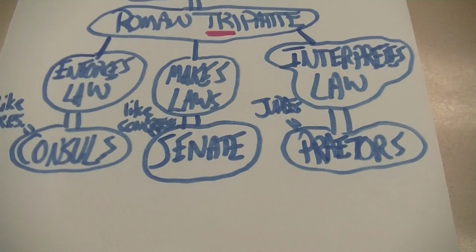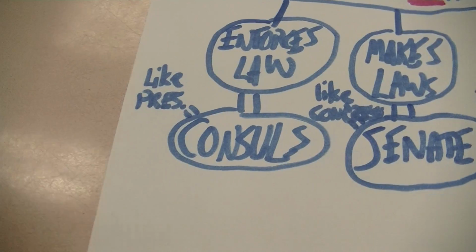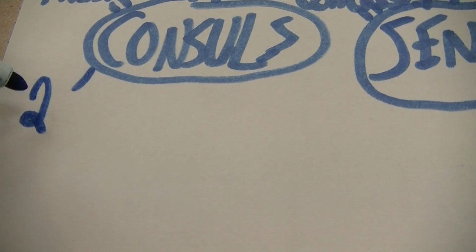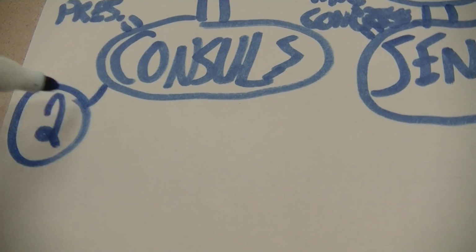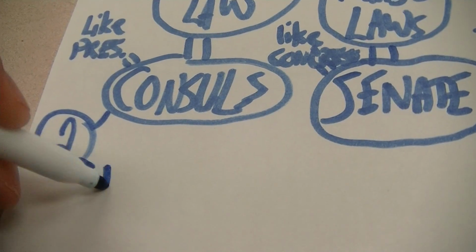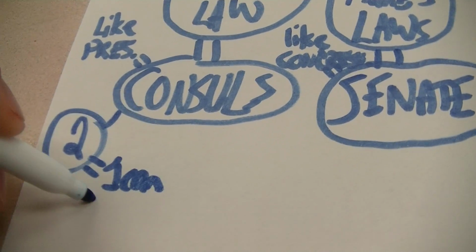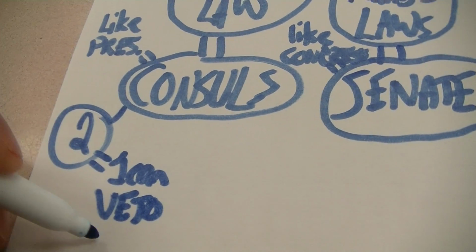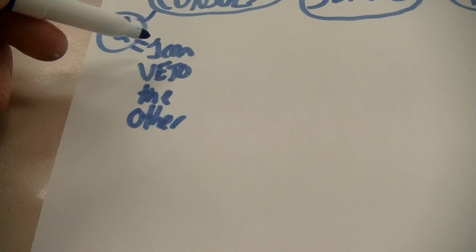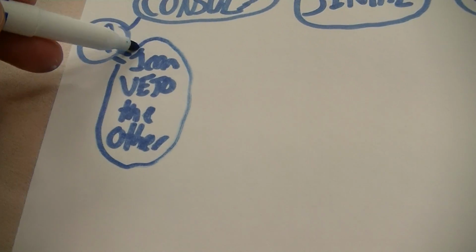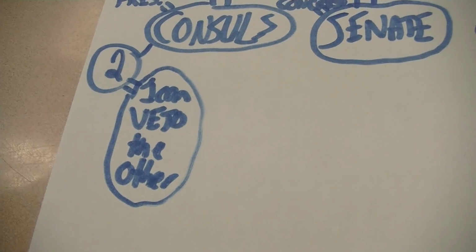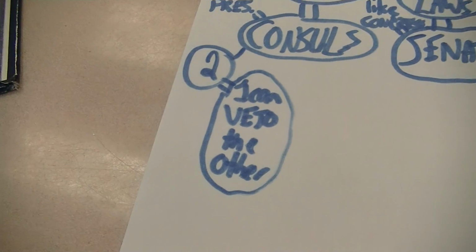Now, here's a few details about it. Let's go back to the consul. Check this out. There's 2 of them. 2 consuls. And one can veto the other. So the consuls, in a lot of ways, were very weak. Think about it. You have one consul that thinks one way, one consul thinks the other way. They can veto each other. They can't do anything. Excuse me.